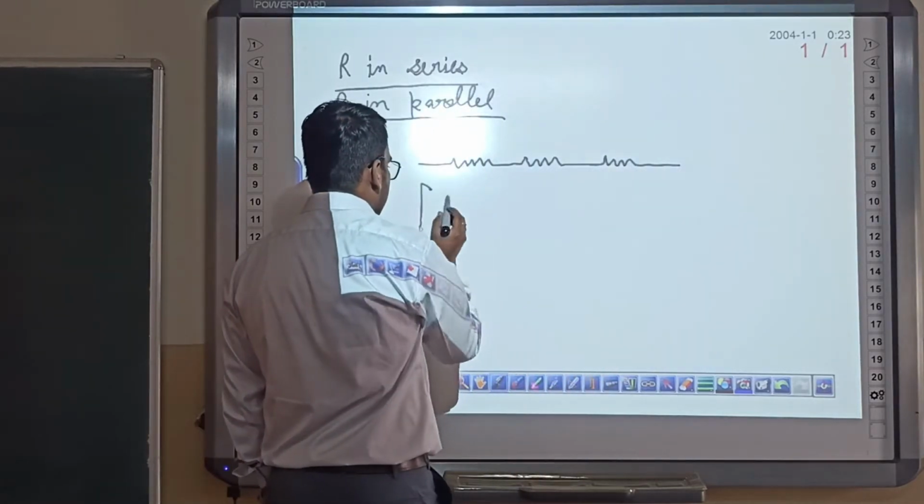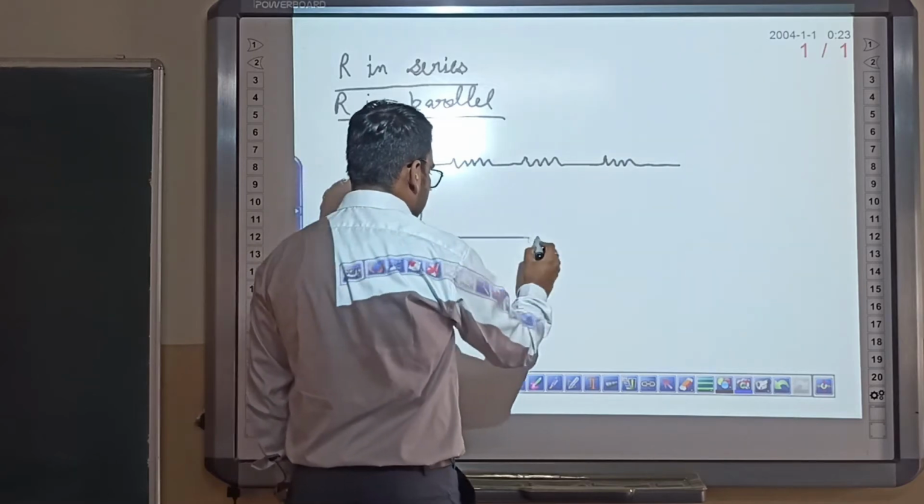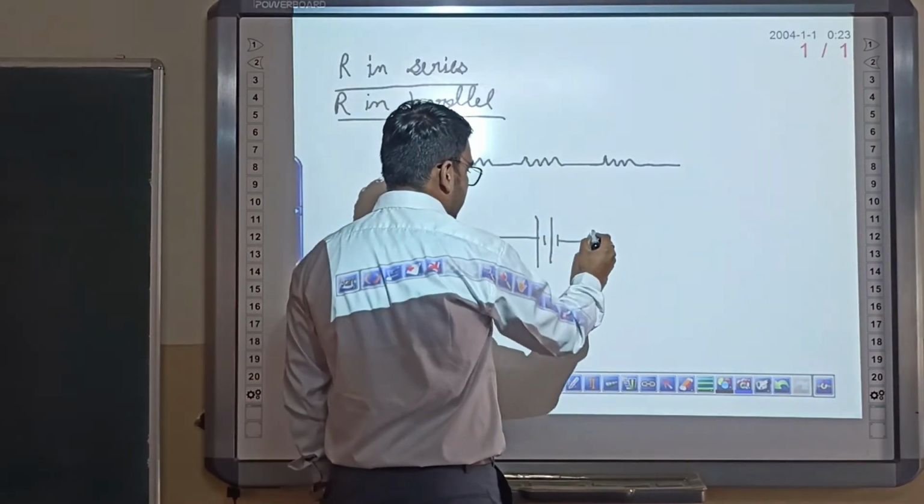This is our electric circuit. We have connected a battery, a key.